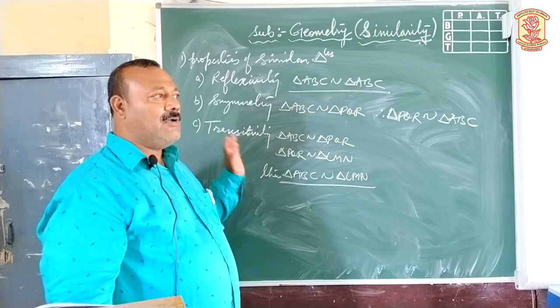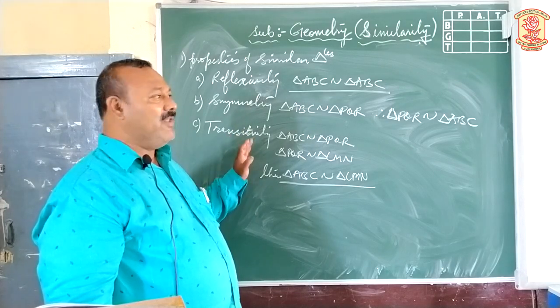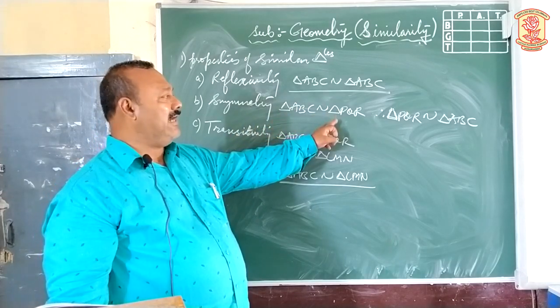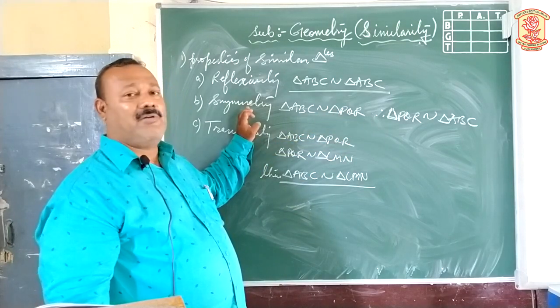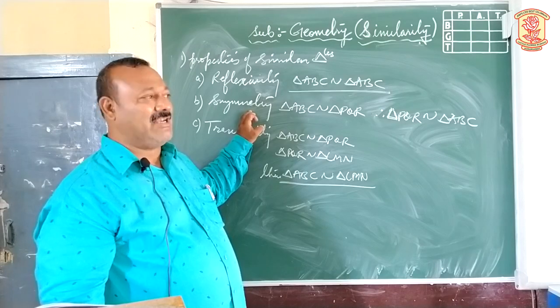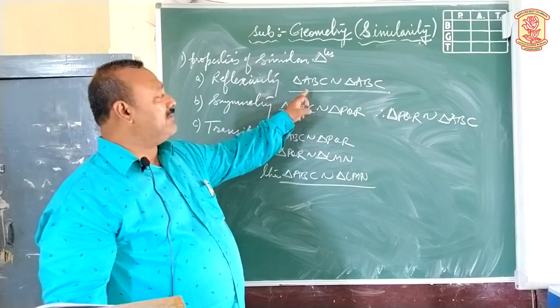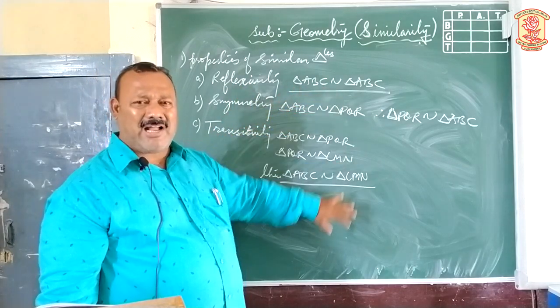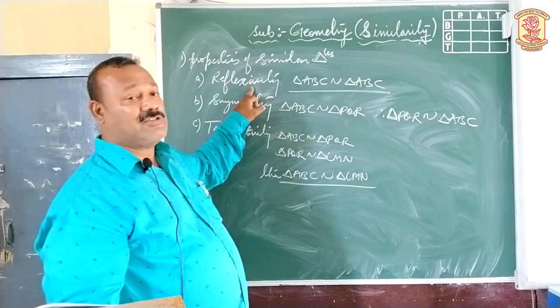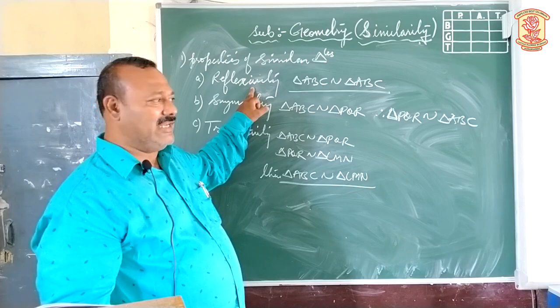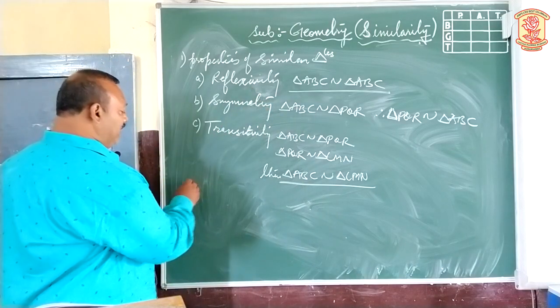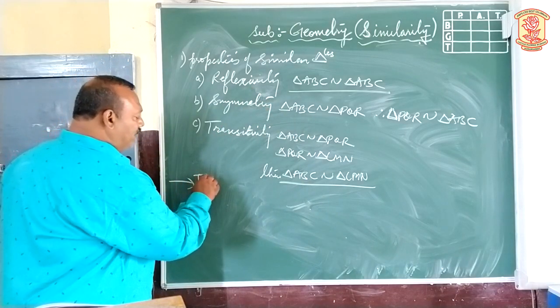Property of transitivity. When the first triangle is similar to the second and the second is similar to the first, this property is termed under the property of symmetry. And when triangle ABC is similar to the same triangle ABC, then that property is called reflexivity. Next we will see test of similarity.